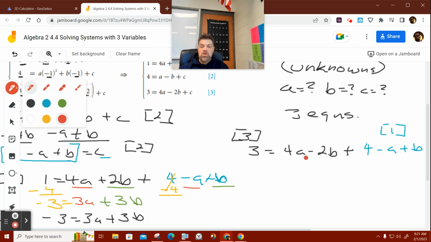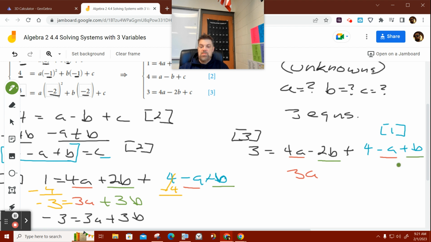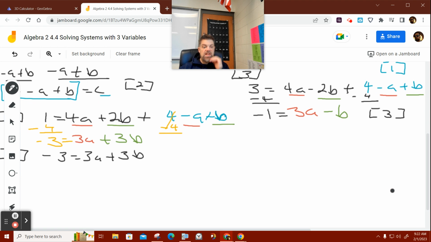Again, same thing as before. I'm going to combine like terms. I have 4A minus A is 3A. Negative 2B plus B is minus 1B. I'm also going to subtract 4 from both sides. Subtract 4 here, subtract 4 here. And that leaves me with equals negative 1. This is equation number 3, slightly varied. Okay? So I have two different equations.